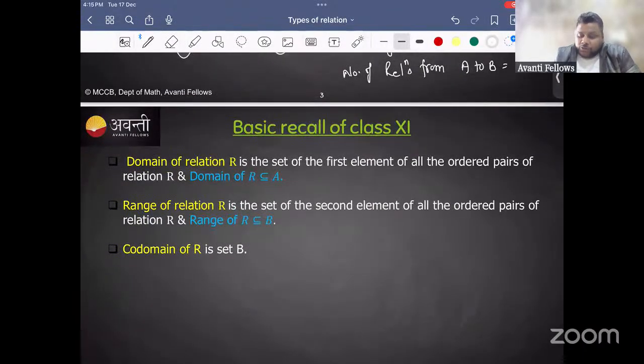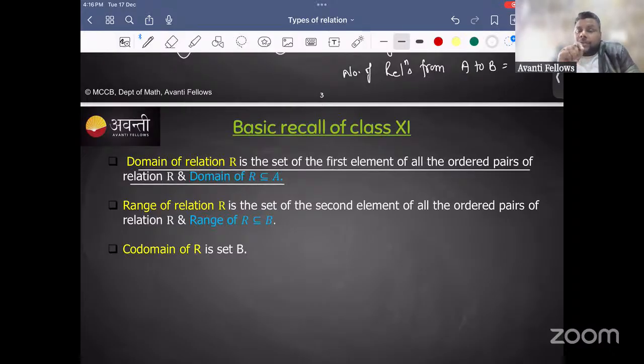Now, what is the domain of a relation? Once a relation is defined, the collection of first elements of the ordered pairs is the domain. So the domain of relation R is the set of first elements of all the ordered pairs of R. And domain is a subset of A. It need not be A exactly. If you remember, in functions the domain should be set A itself. In a relation, the domain can be a subset of A.